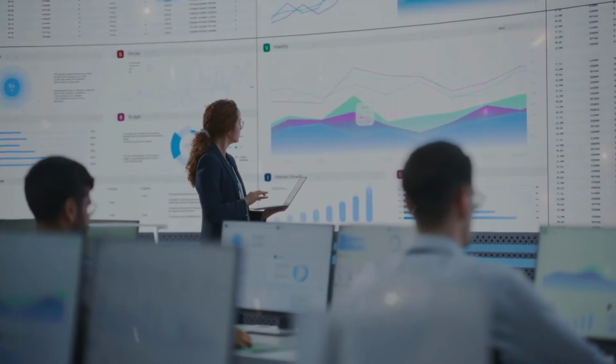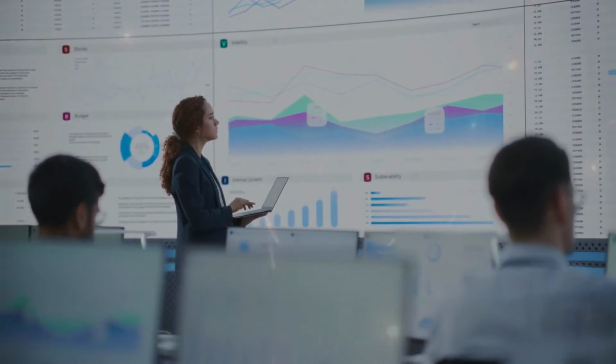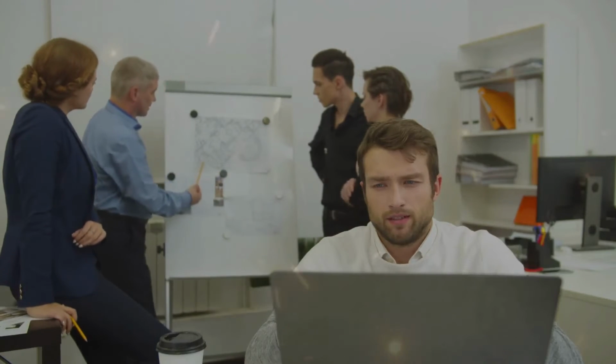The most effective data cleaning approaches combine the speed and efficiency of automation with the insight and judgment of human experts.